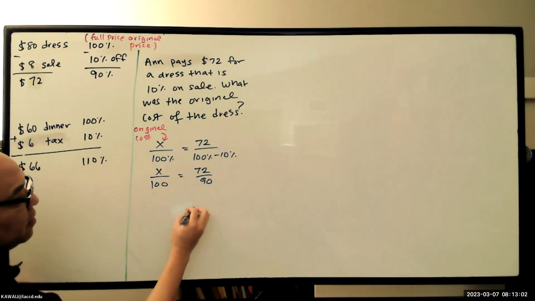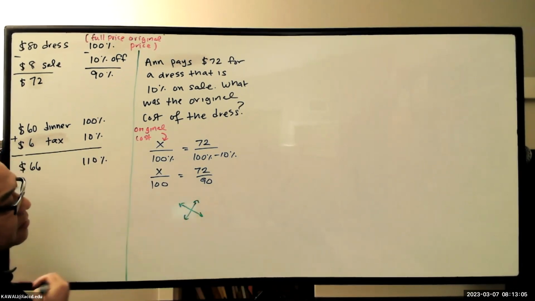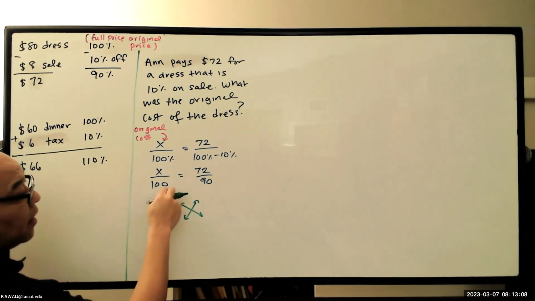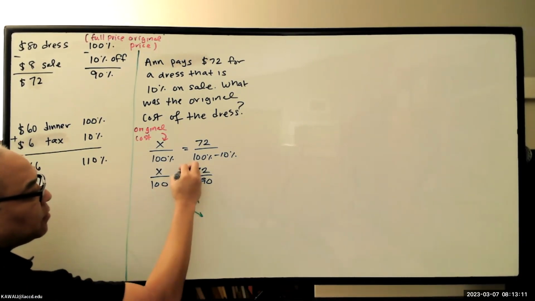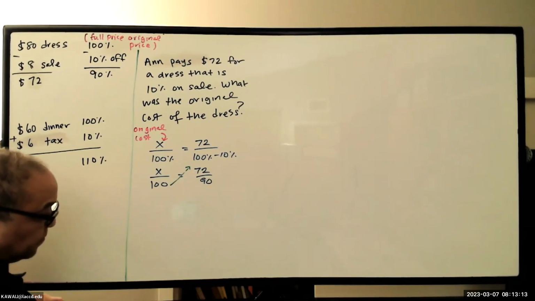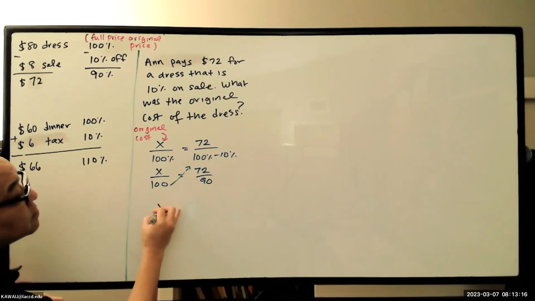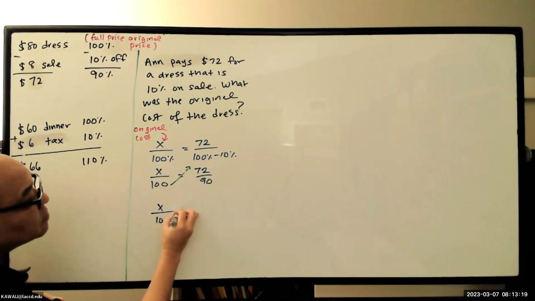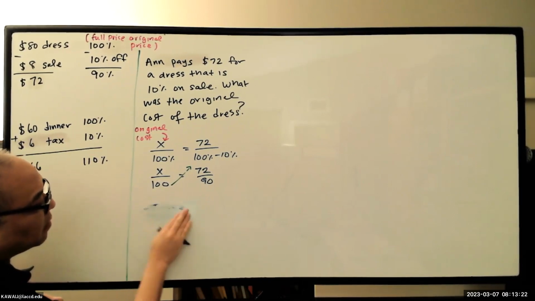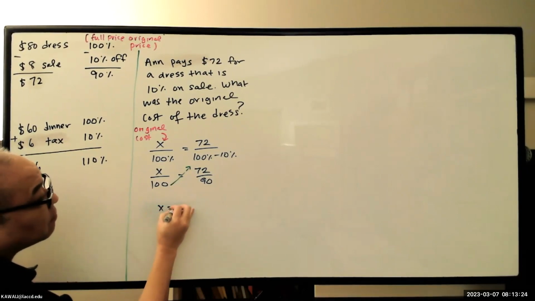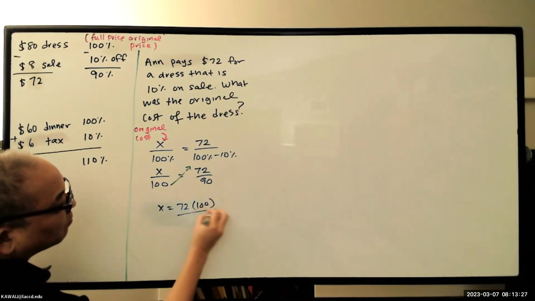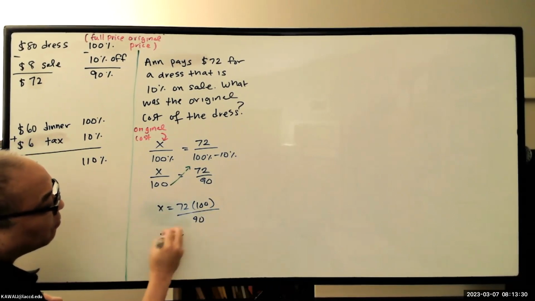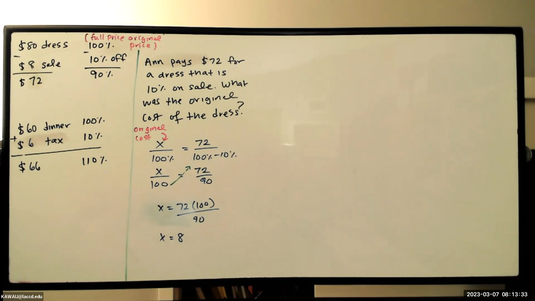Now, usually you do cross multiplication like this with the fractions, but you don't have to. I can just move the ones that I want to move. I want to move that one up there. Oops, I'm sorry, 80.